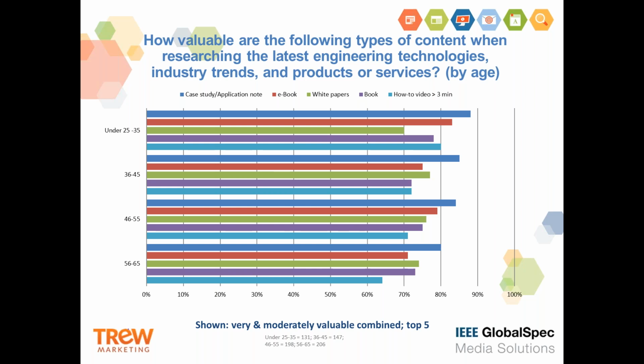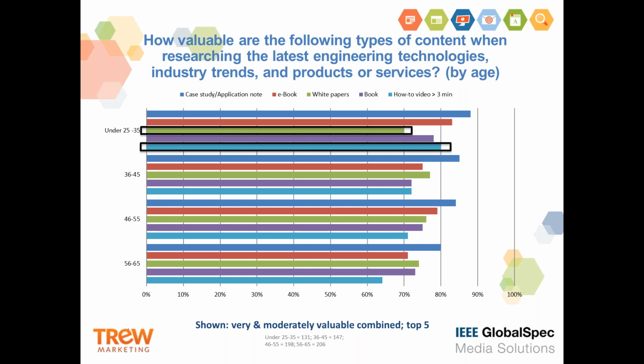However, as you see the black bars kind of coming up, it's really interesting. The youngest age group, engineers 25 to 35, value, again, how-to videos over 3 minutes more than any other age group. So kind of seeing that similar to that US data that we saw. And then they're preferring white papers the least. That's the green bar that you see at 70%. So just really interesting to start to see the differences again by region and by age group on this question around most valued content types.